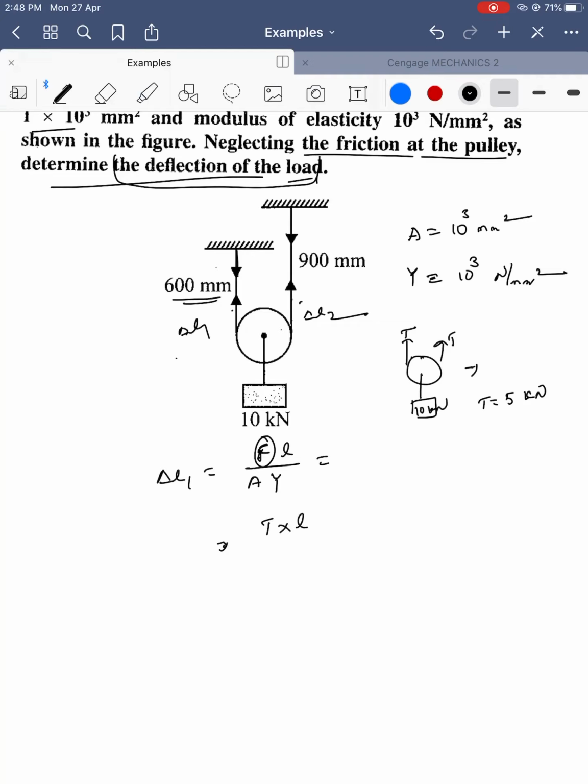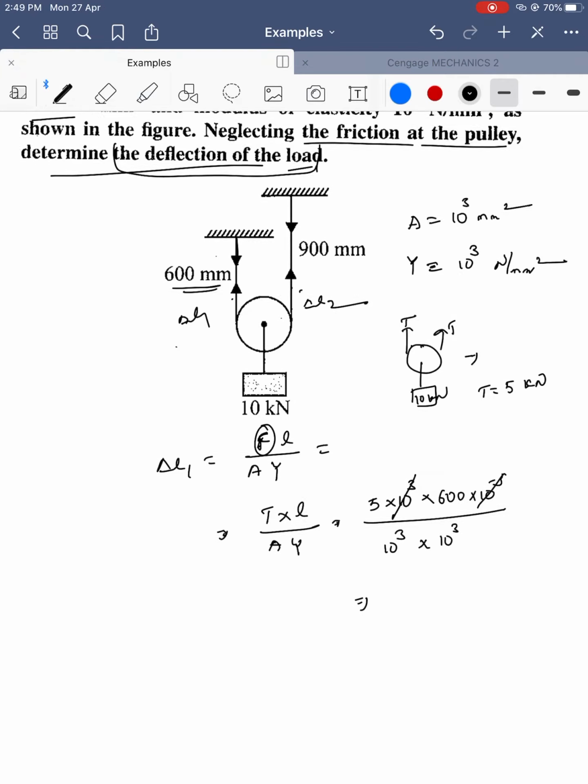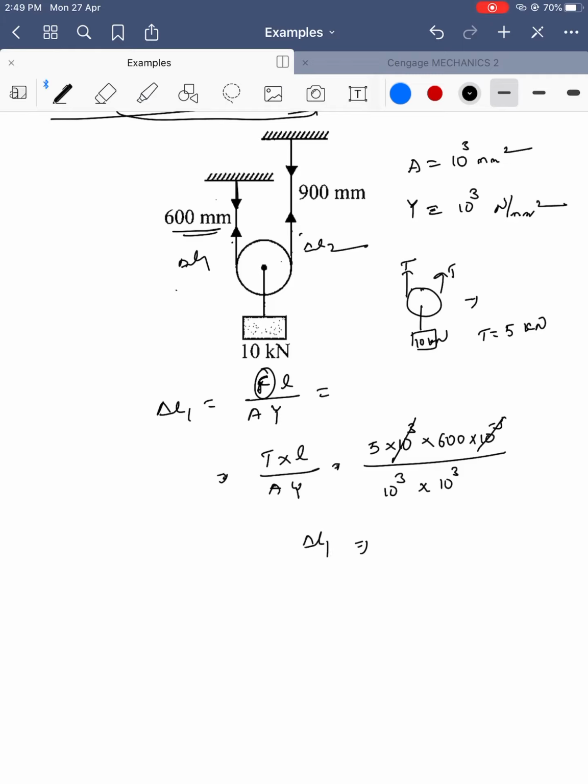So T into L by A into Y. T we got 5 into 10 power 3, length is equal to 600 into 10 power minus 3 meters, area is 10 power 3 millimeter square, and Y is 10 power 3 Newton per millimeter square, and these two get cancelled. Delta L1 is equal to 3 millimeter, I should say, delta L1.